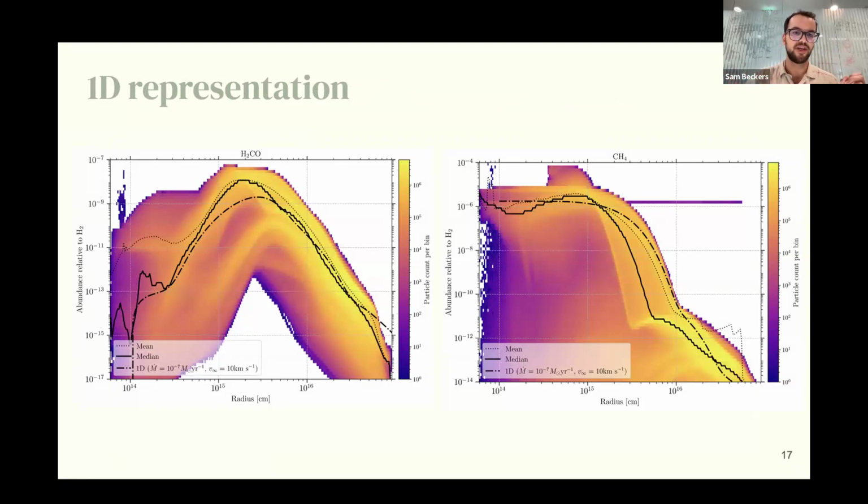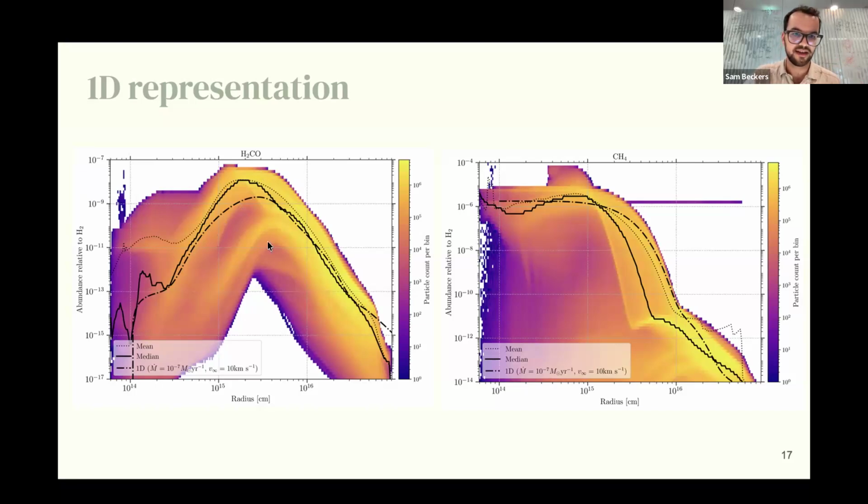And also, we can see here a 1D representation, so it's 3D data, but we can organize the abundances into radius bins. And every point here is the particle count of abundance at that radius that exists. And this is a pretty nice representation compared to 1D. And you see here that this line is the 1D model overplotted. And the median of the 3D data follows that pretty nicely.